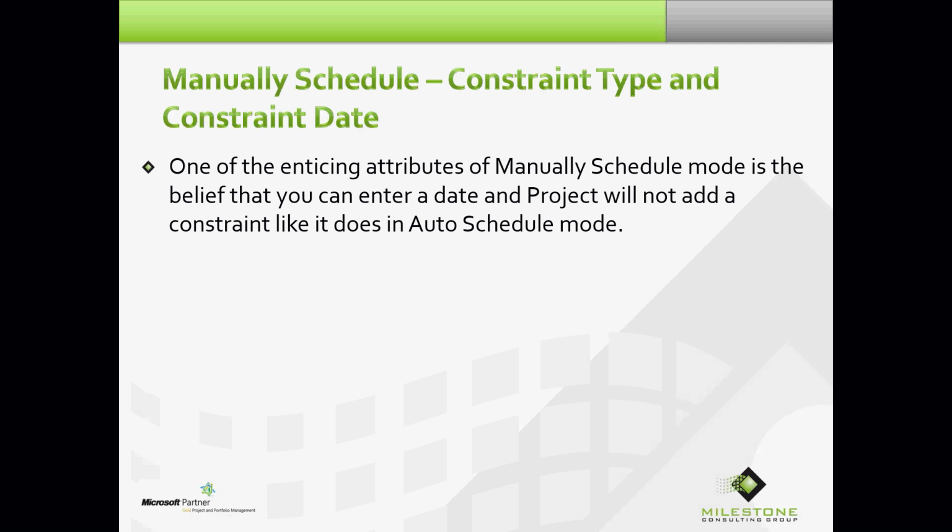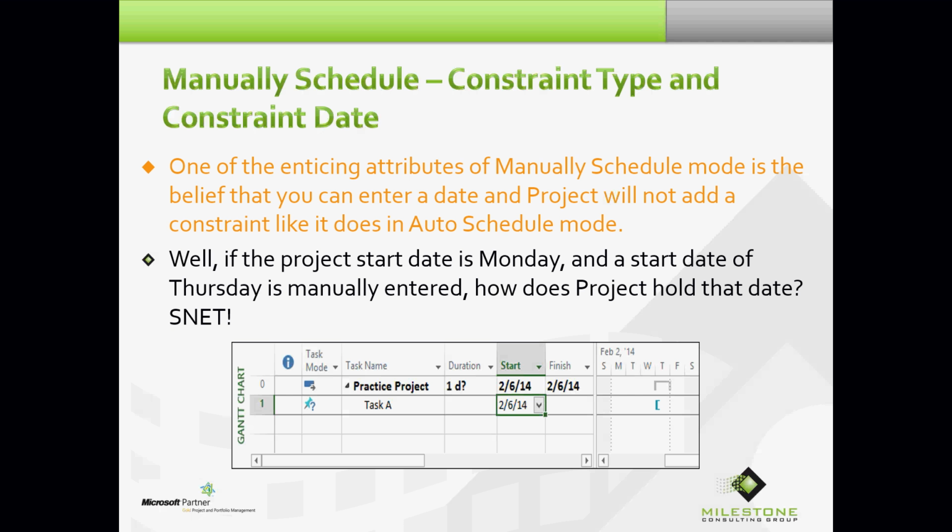One of the enticing attributes of manually scheduled mode is the belief that you can enter a date and Project will not add a constraint like it does in auto-scheduled mode. Now, first of all, we highly recommend that you never touch task start and finish in auto-scheduled mode. That's the tool's job at all times. But when it comes to manually scheduled mode, I've heard people say, oh, this is great. I can enter a start date and Project will not add a constraint.